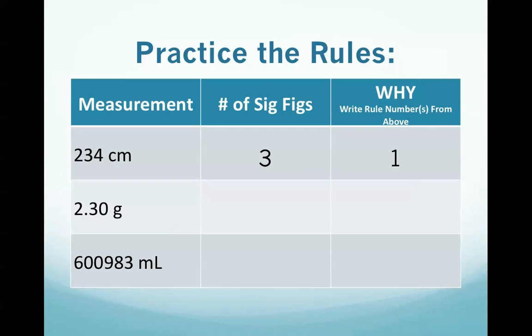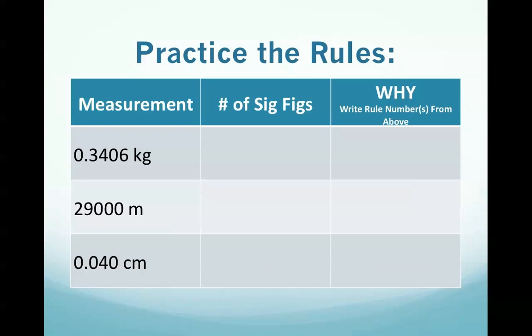They're all 1 through 9. The 2.30 grams has 3 sig figs because there's a decimal point, so the 0 at the end is significant, which goes along with rule number 5. This one can be a little bit tricky for students because of how the zeros are placed next to each other, but both zeros are between a 6 and a 9, so that makes them both significant. So this one actually has 6 sig figs because of rules 1 and 2.